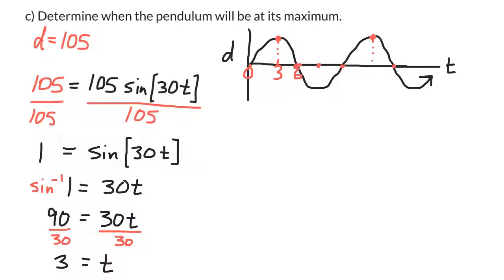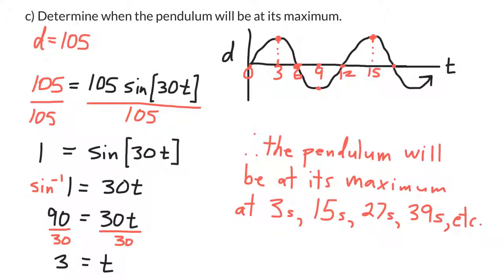So we'll reach the central line after 6 seconds, we'll reach the minimum value at 9 seconds, get back to the rest position at 12 seconds, and then back to the maximum point at 15 seconds. And the pattern just keeps going like that. So if you see the pattern, it reaches the maximum point every 12 seconds. So I can make an infinite list. It reaches the maximum point at 3 seconds, 15 seconds, 27, 39, etc. every 12 seconds.